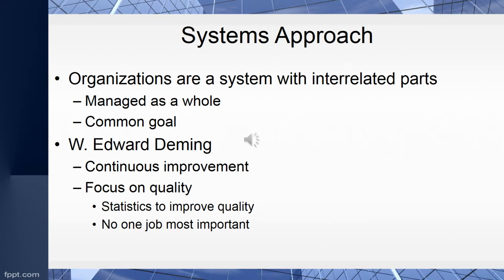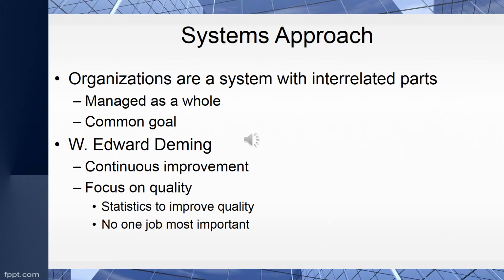The systems approach took the previous two approaches and integrated them. This approach took things one step further by looking more specifically at how all the parts of the organization fit together. The proponents of this approach understood that organizations are systems with interrelated parts. Managers couldn't just manage one aspect in isolation, rather they needed to manage the entire system as a whole. They also needed to recognize that everyone needed to be working towards a common goal and manage accordingly.